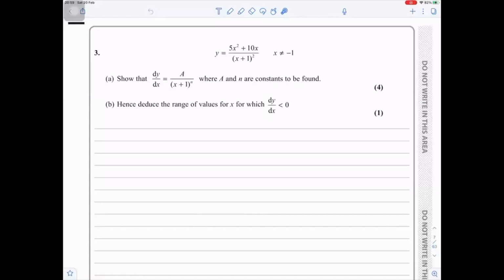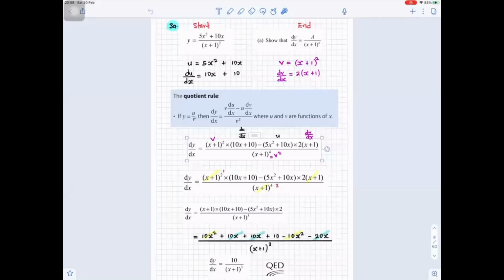That's question number 3. Show that dy over dx is equal to a over (x plus 1) to the power n, where a and n are constants to be found. So for question 3a, this is where we start, and this is where we want to end. At the end, we have dy over dx. So we want to show that dy over dx, which means we have to differentiate.